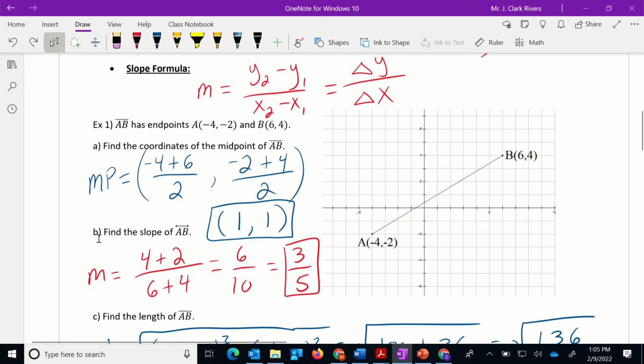No big deal. All right, part B here, find the slope of AB. That's going to be the difference of the y's over the difference of the x's. So I said this y, 4, minus this y, -2. Well, 4 minus -2, that's going to become 4 plus 2. We're going to have a numerator of 6. Difference of the x's, 6 minus -4. When you subtract -4, you have to add, so that's 6 plus 4. So we get 10 in the denominator. 6 over 10 simplifies to 3/5.